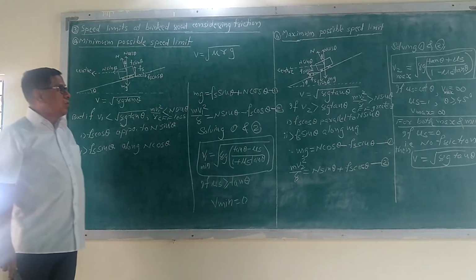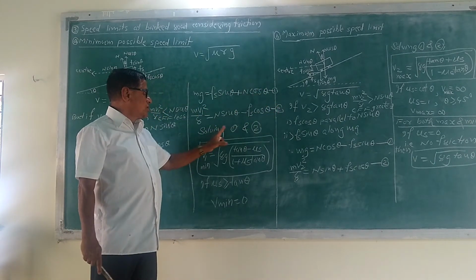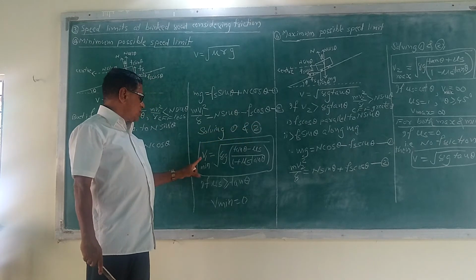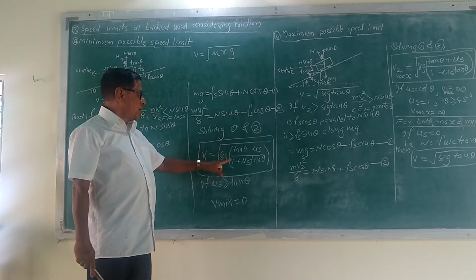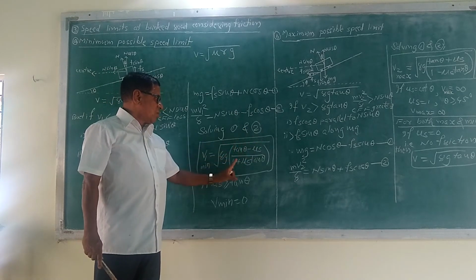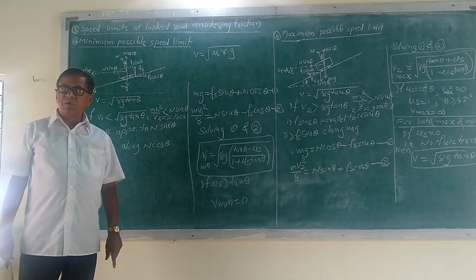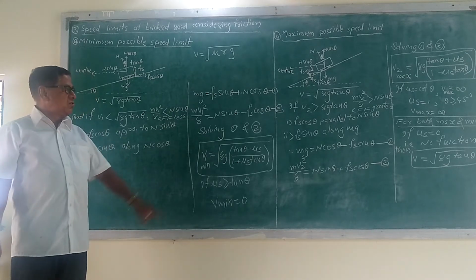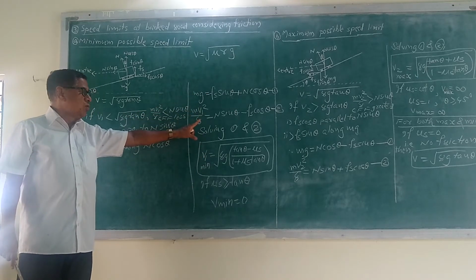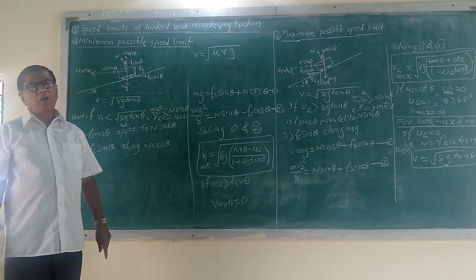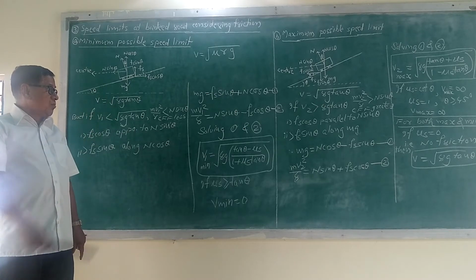Now dividing equation 1 by equation 2, by solving the equations, we get the minimum velocity v1 is equal to root r g times the bracket tan theta minus mu s upon 1 plus mu s tan theta, and this is the value of the minimum possible velocity. In the book also, this direct equation is given. We found that v1 is equal to square root of r g times the bracket tan theta minus mu s upon 1 plus mu s tan theta.